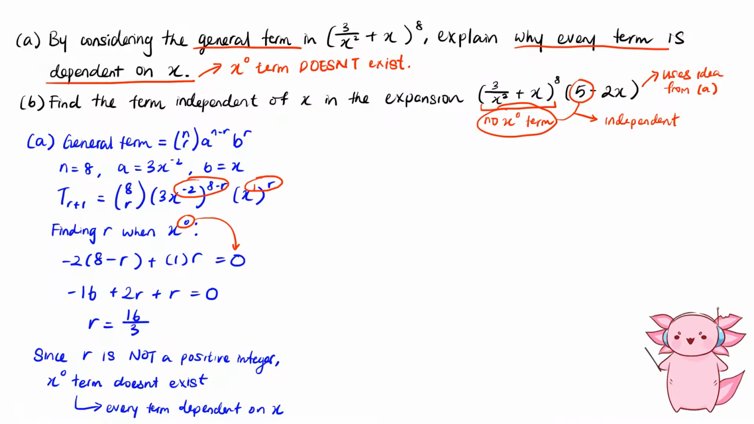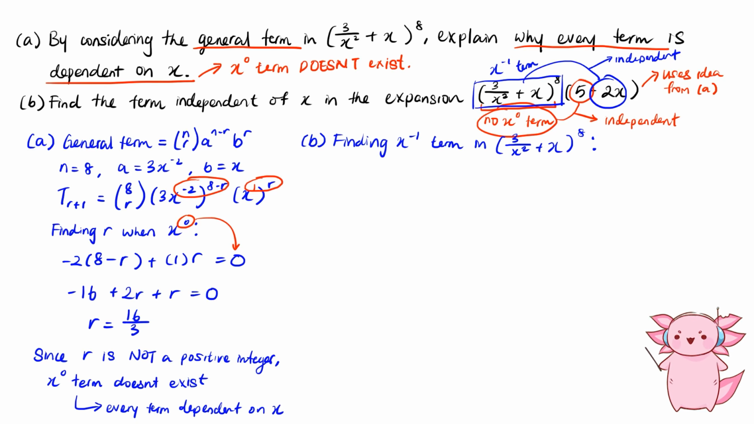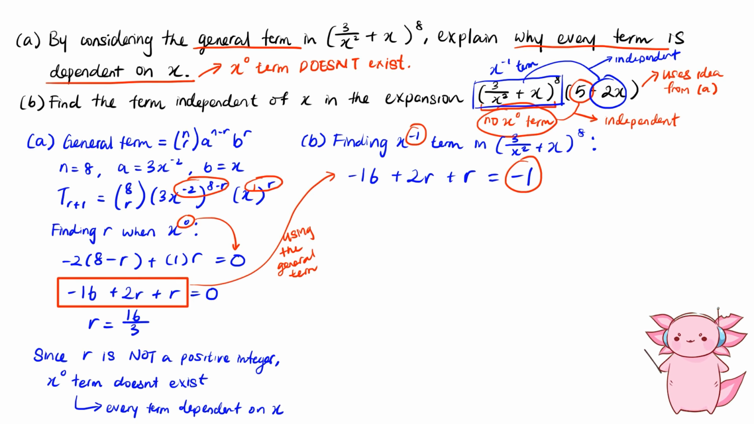Now we just have to care about multiplying with this negative 2x to get an independent term, where we need x to the power of minus 1 from this binomial over here to sort of cancel out the x. So let's equate the general term to negative 1, and then we can get r is equal to 5.